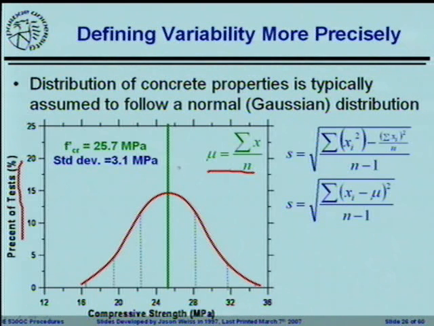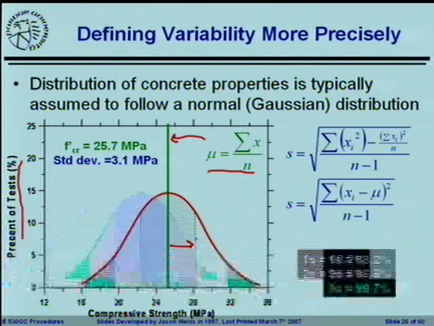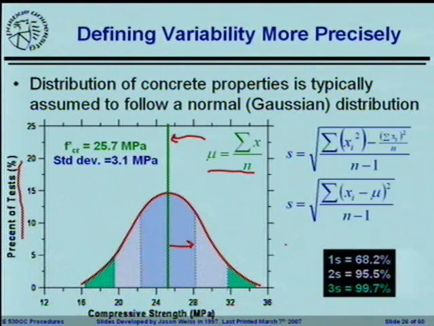So now all of a sudden we're starting to say we've got a mean strength, we also have information on the standard deviation, and we could start understanding that one standard deviation contains about 70% of the overall population. Two standard deviations is about 96% of all the information. And by the time we're up to 3 standard deviations, we've covered almost all the test results that we're going to get.